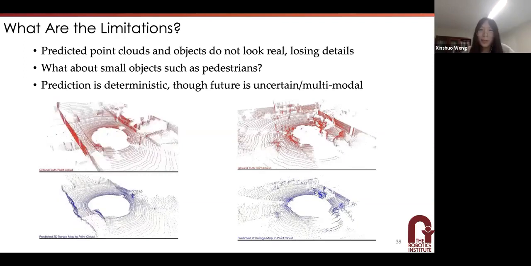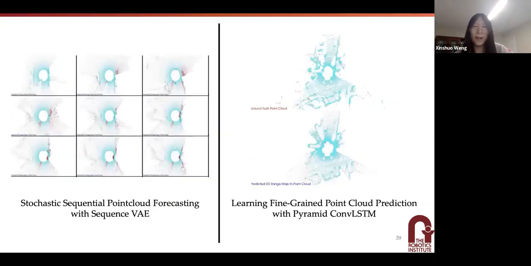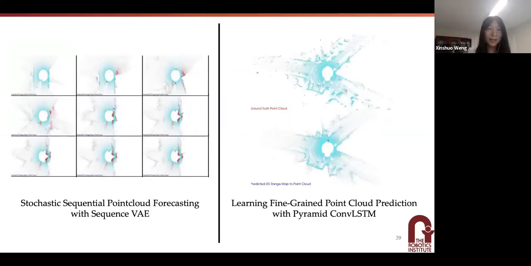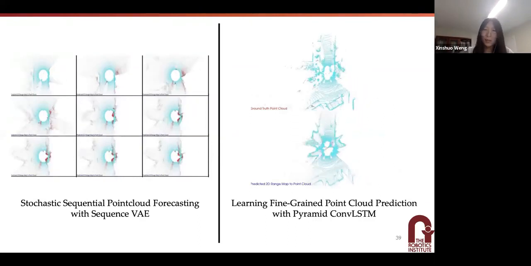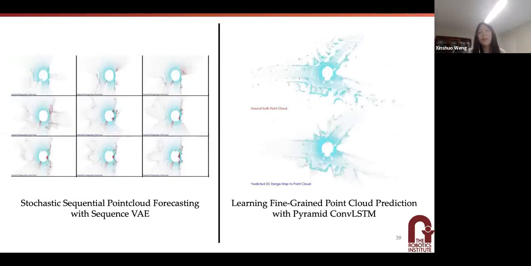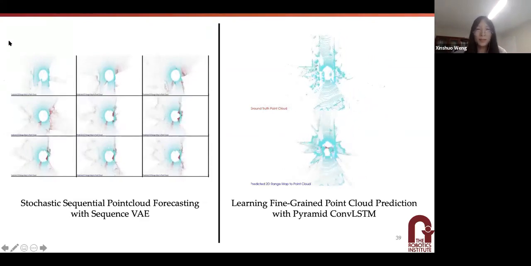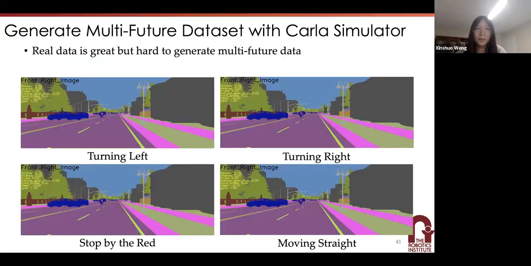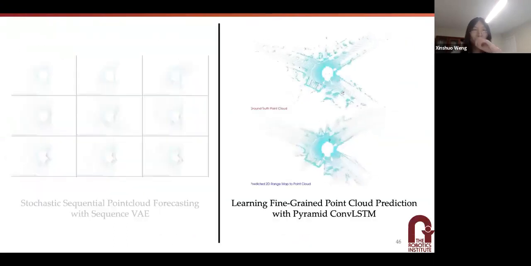So in that sense, I'm going to introduce how we're going to improve this sequential point cloud forecasting task. The first is stochastic sequential point cloud forecasting with sequence VAE. The second work is to learn fine-grained point cloud prediction with pyramid LSTM. Let's look through the second work first, in case there's not enough time, because the sequence VAE model is probably going to be a little more involved.